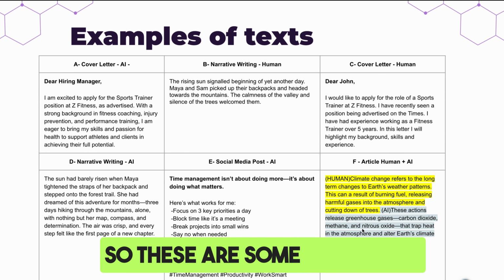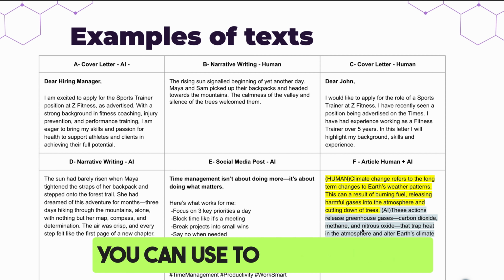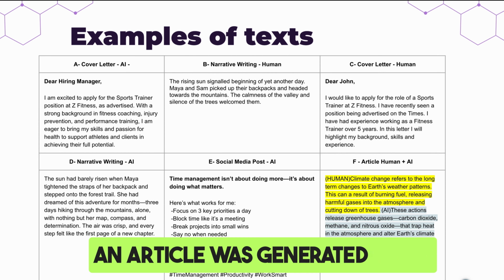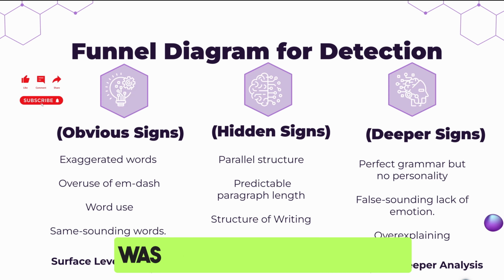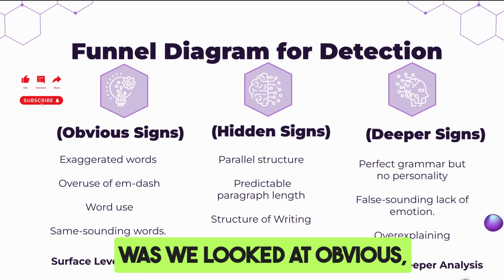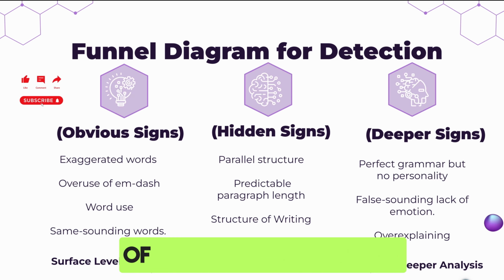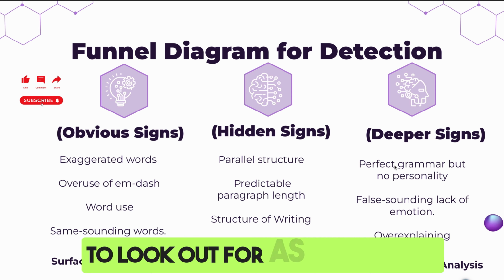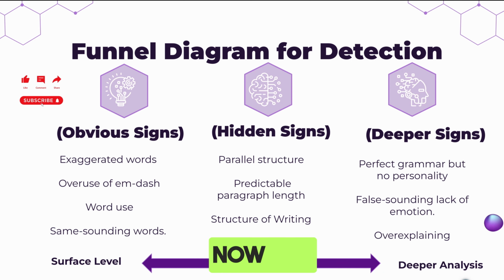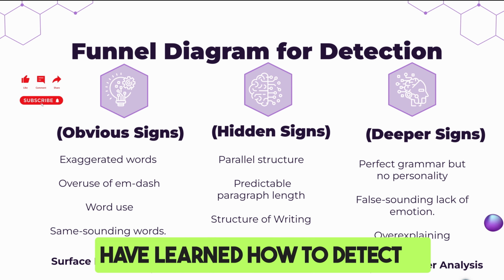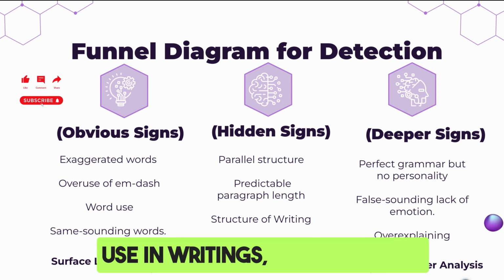So these are some skills that you can use to check whether an article was generated using AI or written by a human. So in this video, we looked at obvious, hidden, and deeper signs of detecting AI in writing. And what I've given here is a list of things that you need to look out for as you detect AI in the writing samples that you might examine. Now, you have learned how to detect AI use in writing.